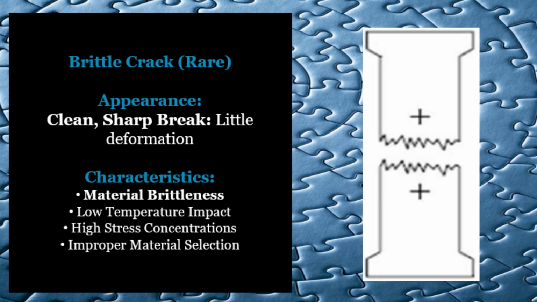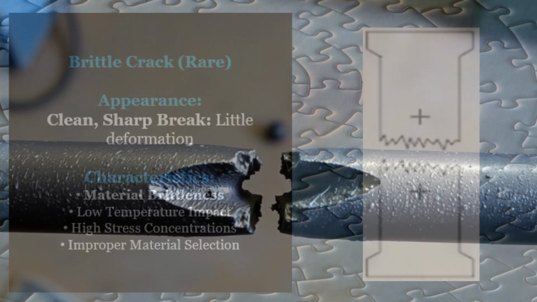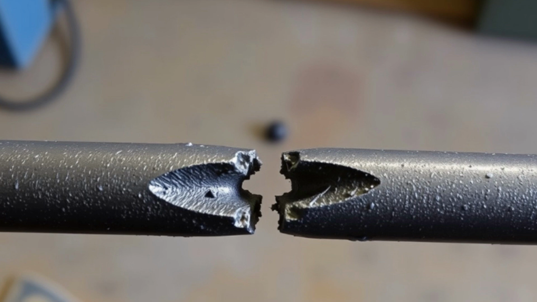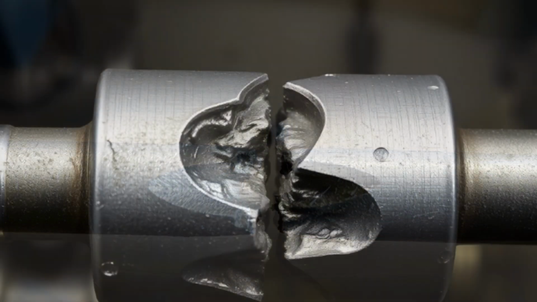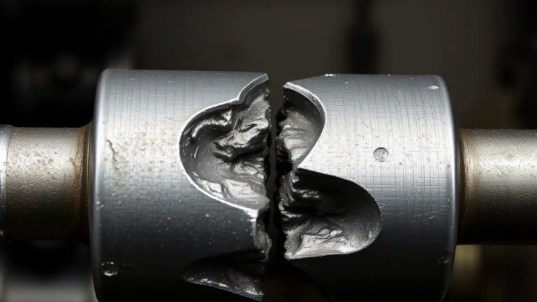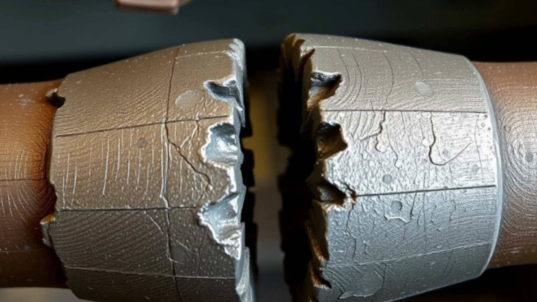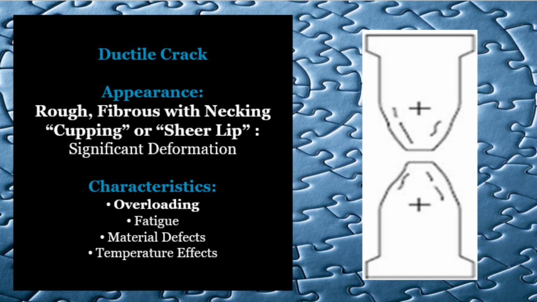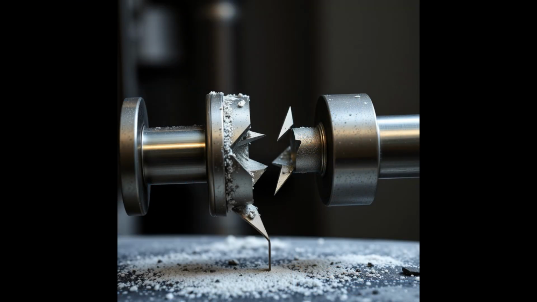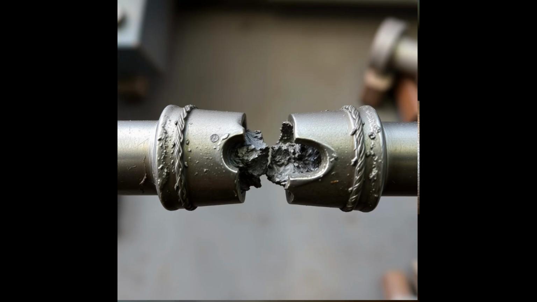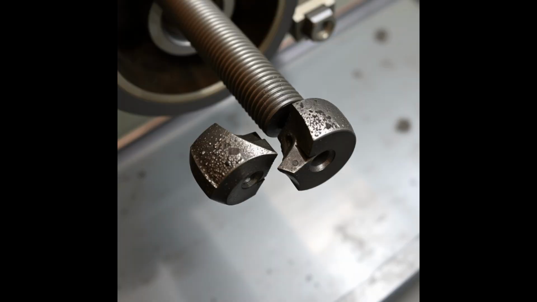Next, let's discuss brittle cracks. These cracks are rare but dramatic, showing a clean, sharp break with minimal deformation. Brittle cracks are often a result of low temperatures or high strain rates and are associated with material brittleness. Ductile cracks appear rough and fibrous, with significant plastic deformation. They often occur in high ductility materials subjected to heavy loads or gradual overload.